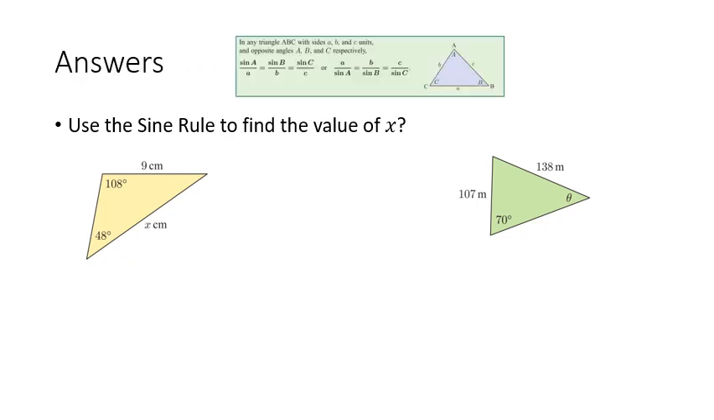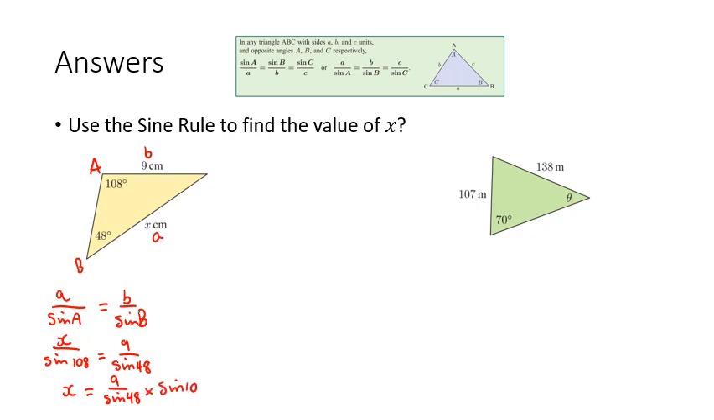Okay, so let's see how you went. In our first question, we have an angle of 108 degrees at A, therefore x is our little a. We have an angle of 48 degrees at B, therefore 9 is our little b. So we can say that A over sine A is equal to B over sine B. Therefore x over sine 108 is equal to 9 over sine 48. X therefore is 9 over sine 48 multiplied by sine 108. If we put that into our calculator, we end up with x equaling 11.52 centimeters.